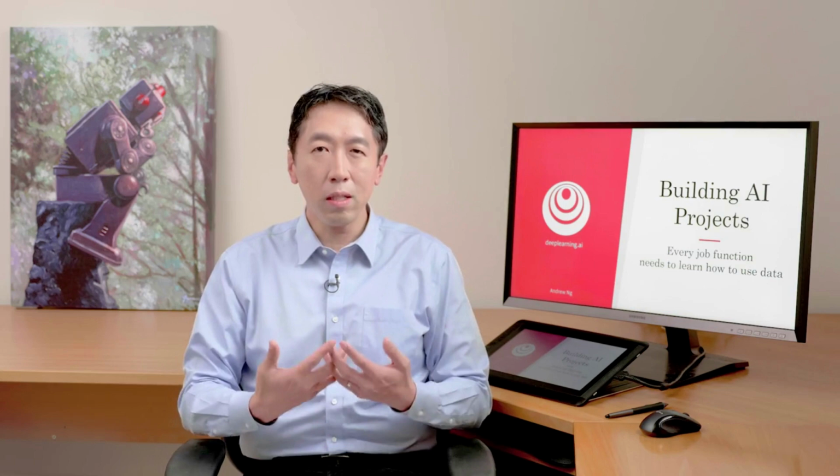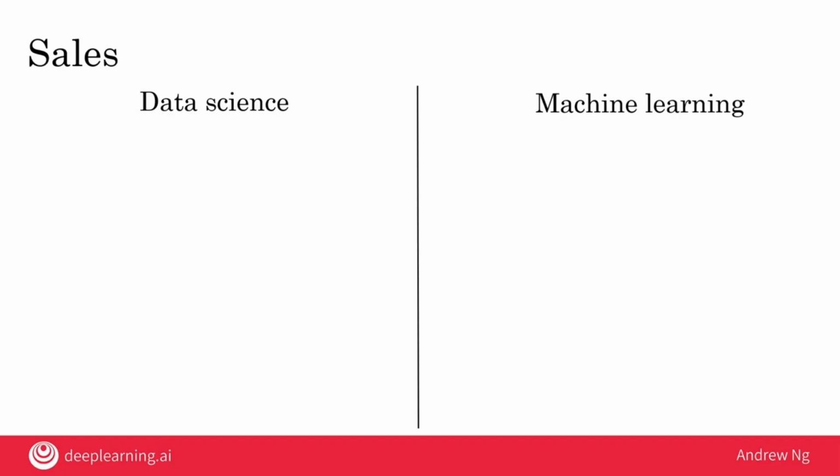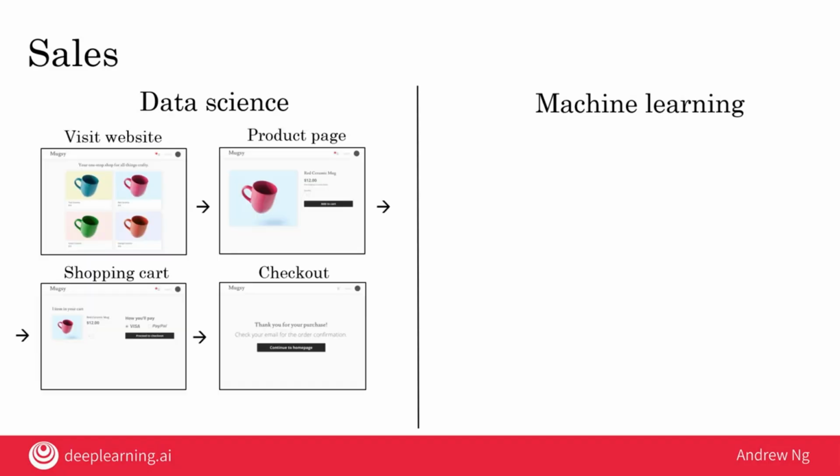And this availability of data means that there's a good chance that your job function could be helped with tools like data science or machine learning. Let's take a look. In this video, I want to run through many different job functions and discuss how data science and machine learning can or will impact these different types of jobs. Let's start with sales. You've already seen in the last video how data science can be used to optimize a sales funnel. How about machine learning?